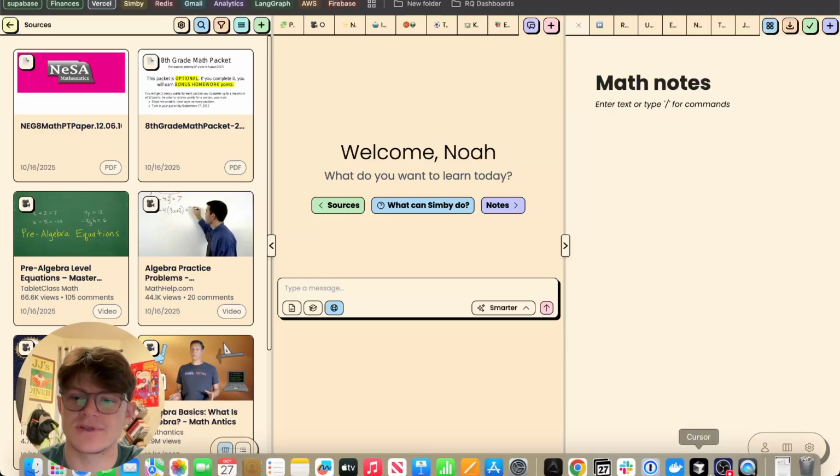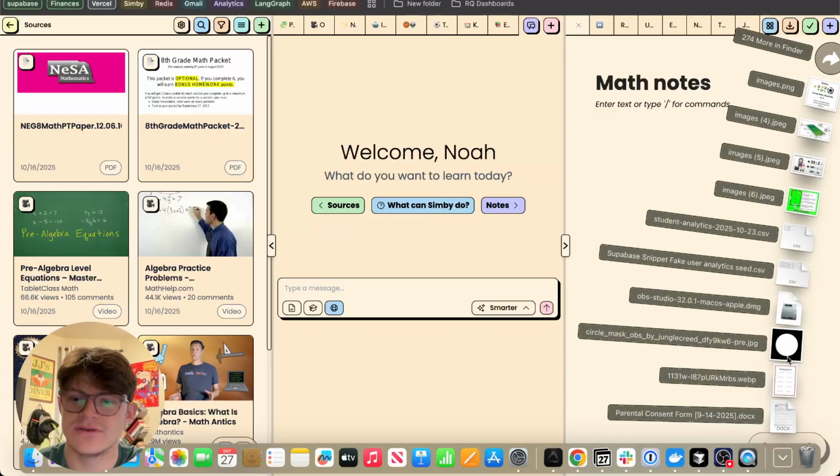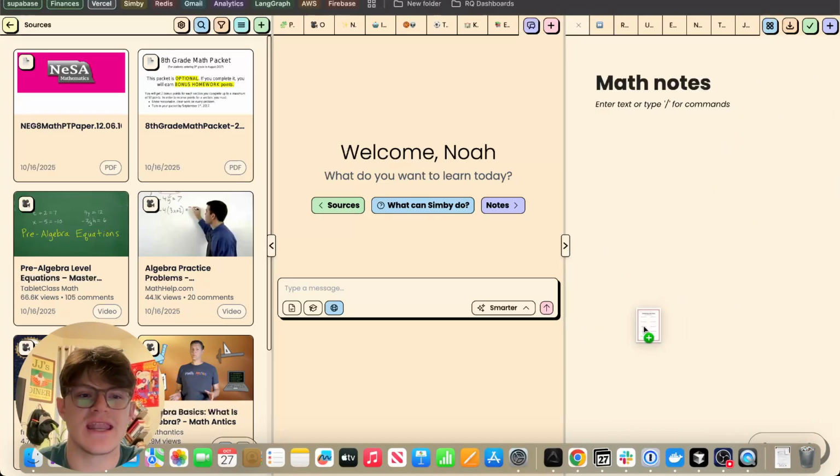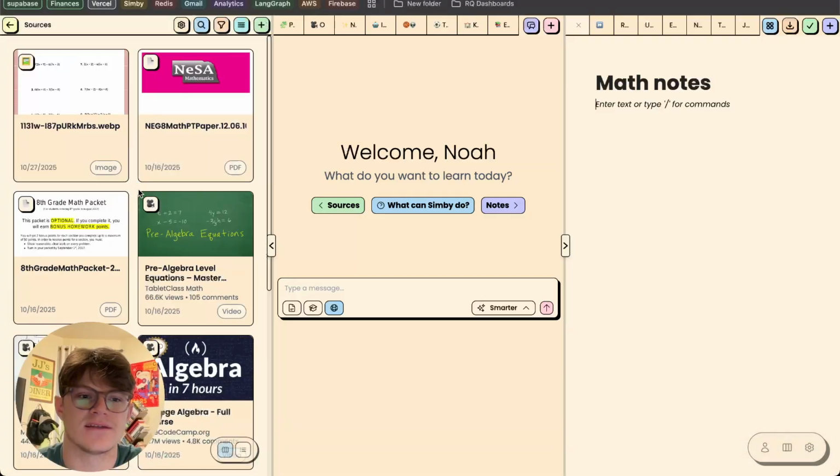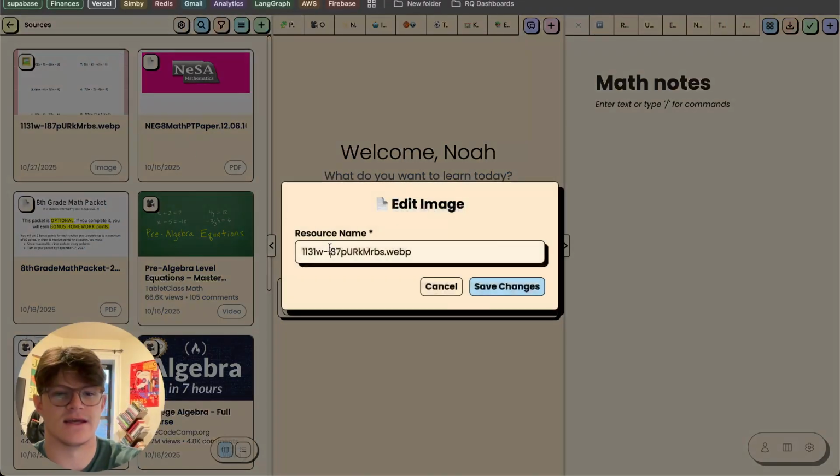I'm just going to show a really quick demo. Say I am in an 8th grade math class and I have some practice problems that I want to complete to help me learn about a new concept. I'm going to drag this image, this worksheet, into my resources here. As you can see, it takes a little bit of time to process. It's named something weird, so we can rename it homework.